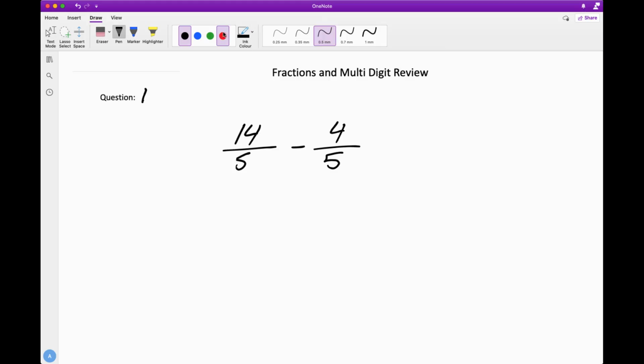All right, so the first question is simply 14 over 5 minus 4 over 5. The first thing you should be doing when you're seeing fractions in an operation is identifying what the operation is. Because when we're multiplying or dividing versus adding or subtracting, there's a huge difference in the way that we're solving this.